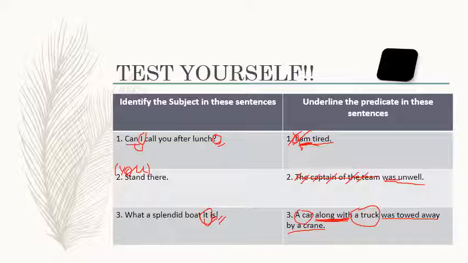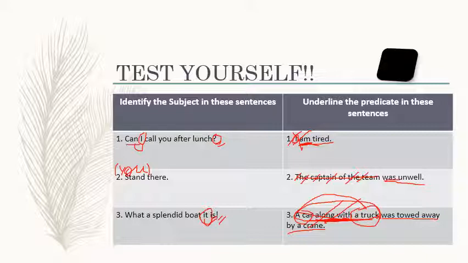So when two subjects are joined by conjunctions, sometimes it happens that we will get two subjects in a sentence. So a car along with a truck is not the predicate, rather it is the subject in the sentence. So we have the predicate: was towed away by a crane.